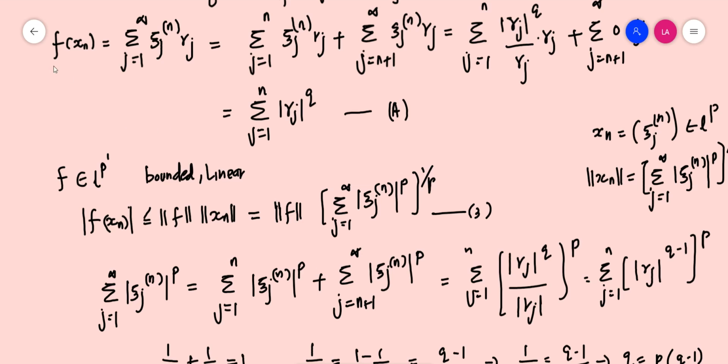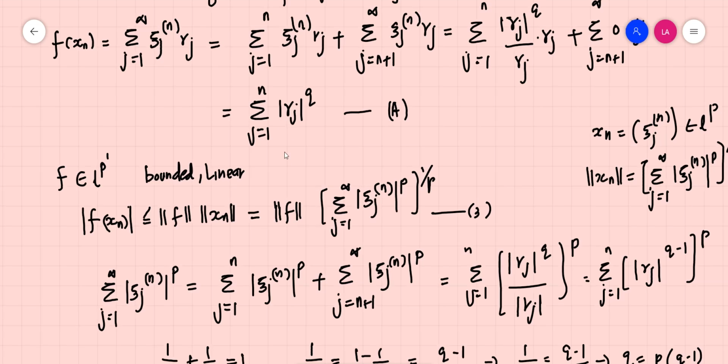Now, we have already defined the value of f of xn, which is summation j is equal to 1 to n modulus of gamma j the whole raised to q. Since each of these quantities is positive, the sum is always positive. So f of xn and modulus of f of xn are the same because each of the terms is positive. So instead of modulus of f of xn, we can substitute the value of f of xn, which is summation j is equal to 1 to n modulus of gamma j the whole raised to q.